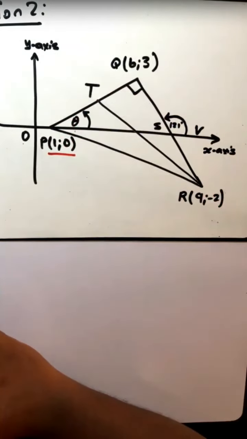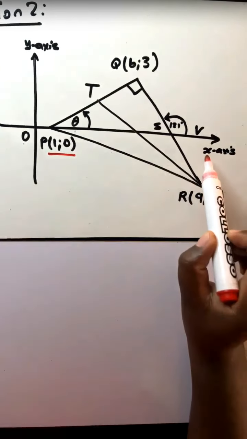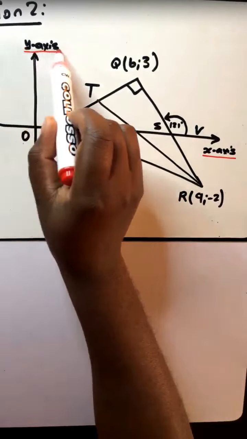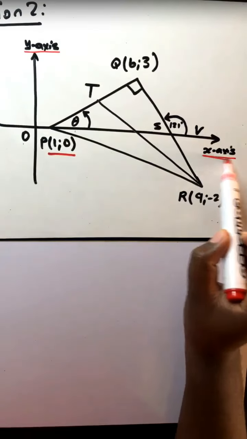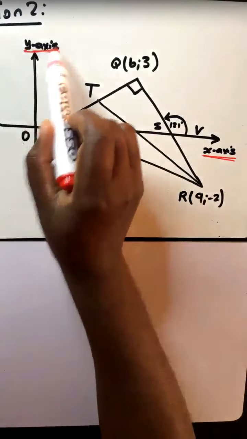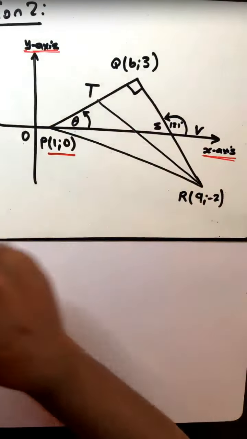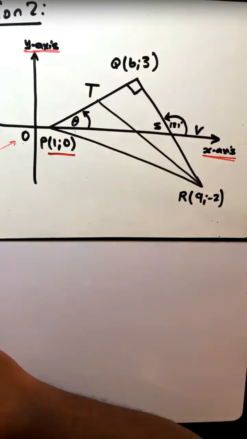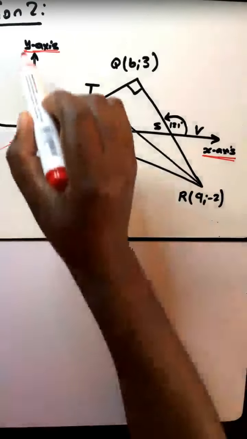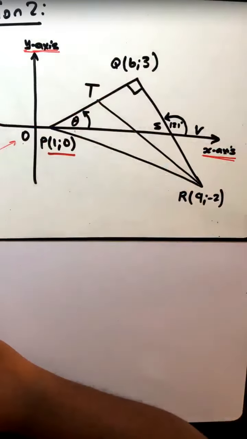What is a Cartesian plane? A Cartesian plane is made of a horizontal and a vertical line, which has got two axes. The horizontal is the x-axis, the vertical is the y-axis, and most importantly, a Cartesian plane has got what we call the origin. At the origin, that's where that line and this line are at 0. Very, very much important, ladies and gentlemen.